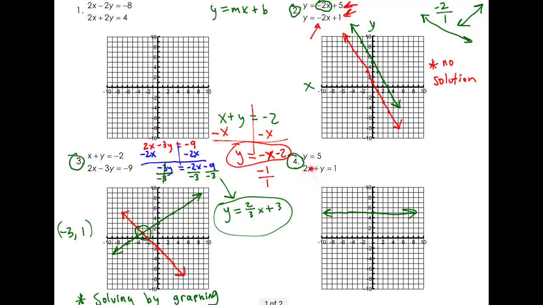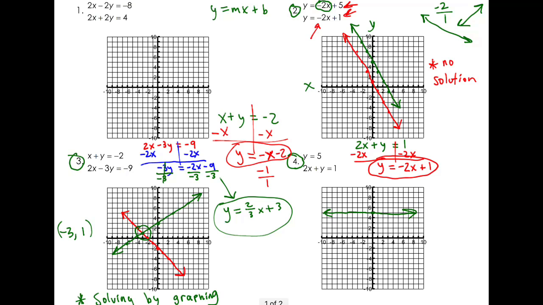So now we have to put this in y equals mx plus b format. Let's put it up here somewhere. 2x plus y equals 1. All right, so we're going to minus 2x to get it off of that side. That leaves us with y is equal to, again, keep it in y equals mx plus b format, negative 2x plus 1. Okay, and so now we can graph that.